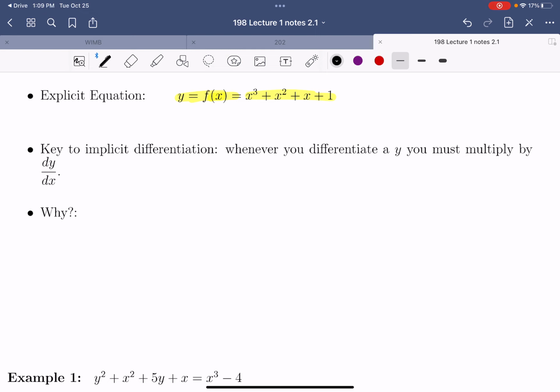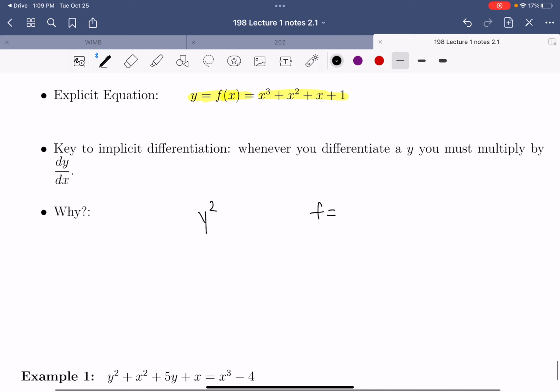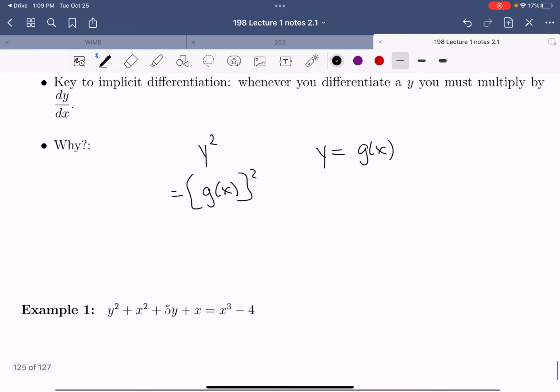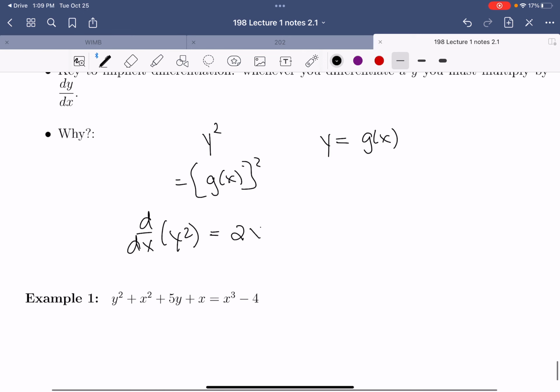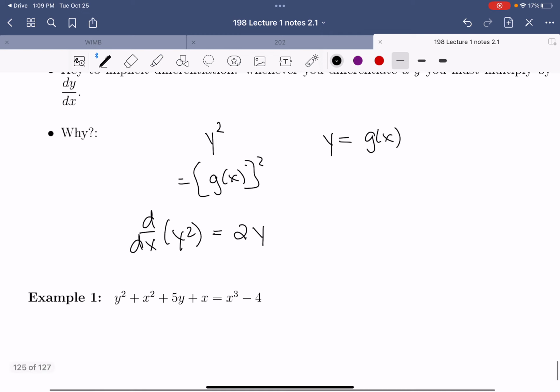And here's why. Let's suppose we had a function like y squared. Let me rewrite that. Let's say y is really some function of x that we don't know, some g of x. So really, this is g of x squared. If you look at it that way, we would use the chain rule. If you were taking the derivative of this term, you would take the derivative of the outside function, which is the square. So you would bring down the 2, and you would leave the y on the inside. But then you'd have to differentiate the function that's inside. We don't know what that is. We just know that it's the derivative of y with respect to x. So we would multiply by dy dx.